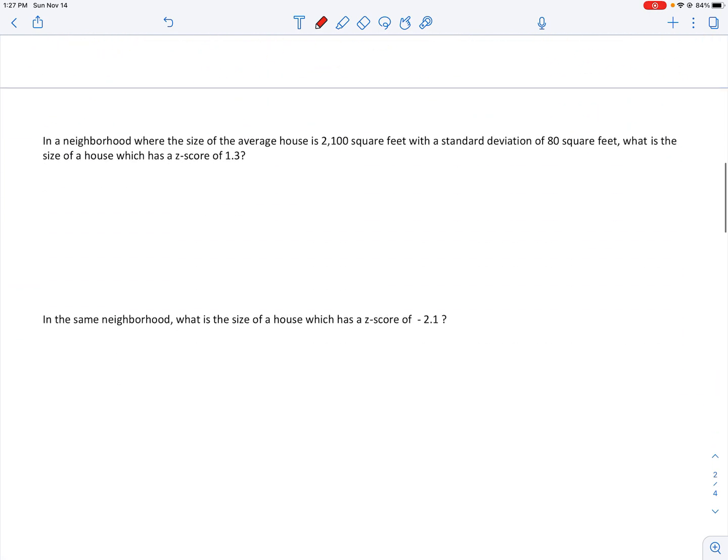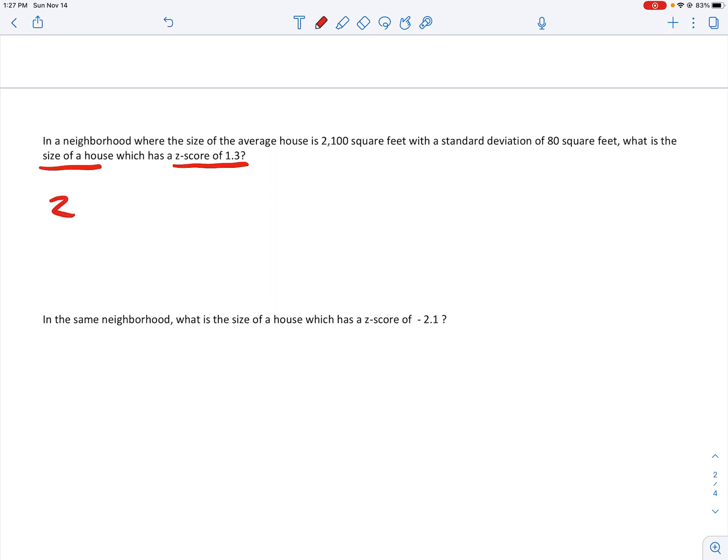All right, let's go to the next one. So, a neighborhood where the size of the average house is 2,100 square feet and the standard deviation is 80 square feet: what is the size of the house with a z-score of 1.3? Okay, so they're giving me a z-score. This one's a little different. We haven't had one like this.